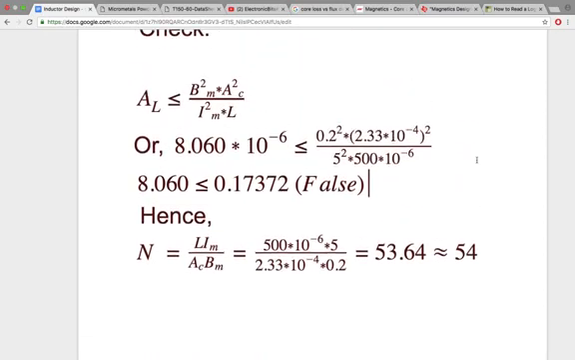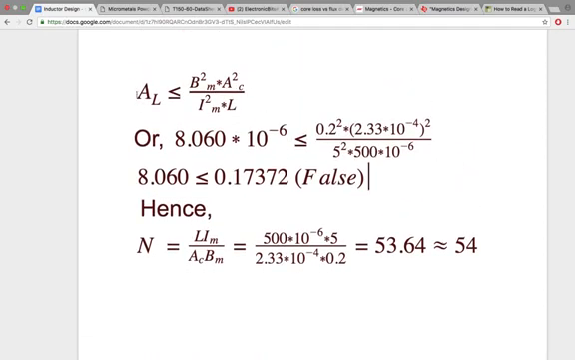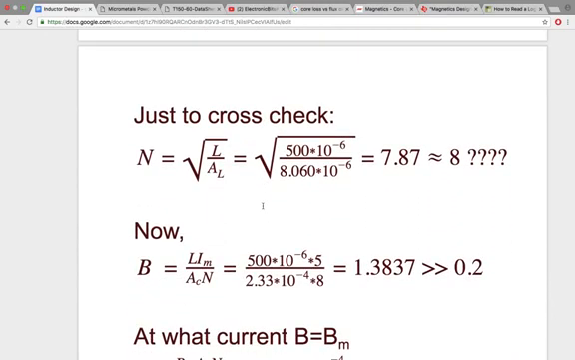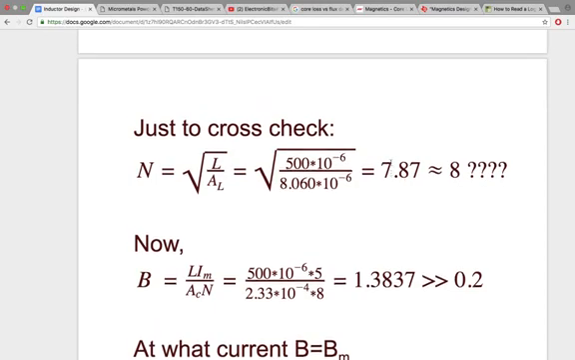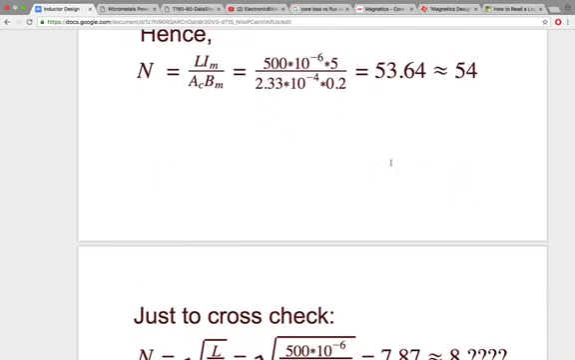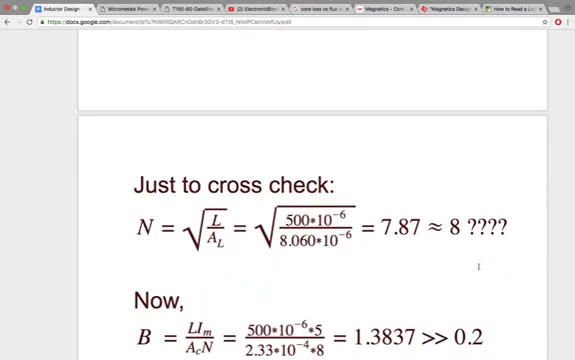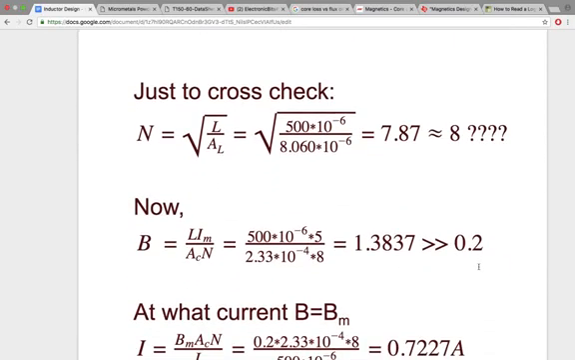Let us see what will happen if we use this AL formula, just to cross check. Now, if we use this formula, we have this inductance and AL value. You will see that there is a very big difference between the number of turns computed from here. This is giving 54, and you can see this is 8. They are very far away from each other.